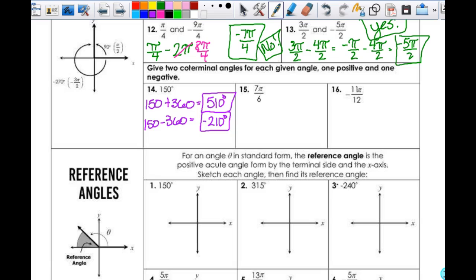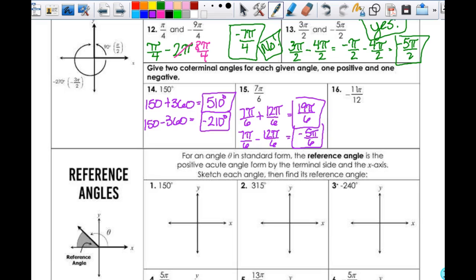Then I have 7 pi sixths. I'm going to start by adding 2 pi, but in disguise, that would be what? 12 pi over 6. So when I add those, I get 19 pi over 6. Then I take it and subtract that. So 7 pi over 6 minus 12 pi over 6, and that'll give me negative 5 pi over 6.